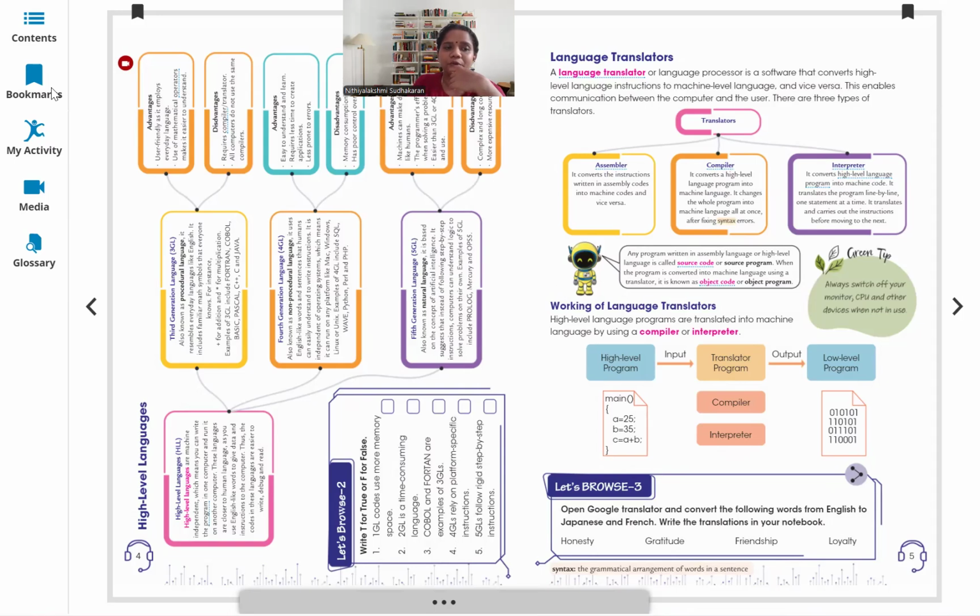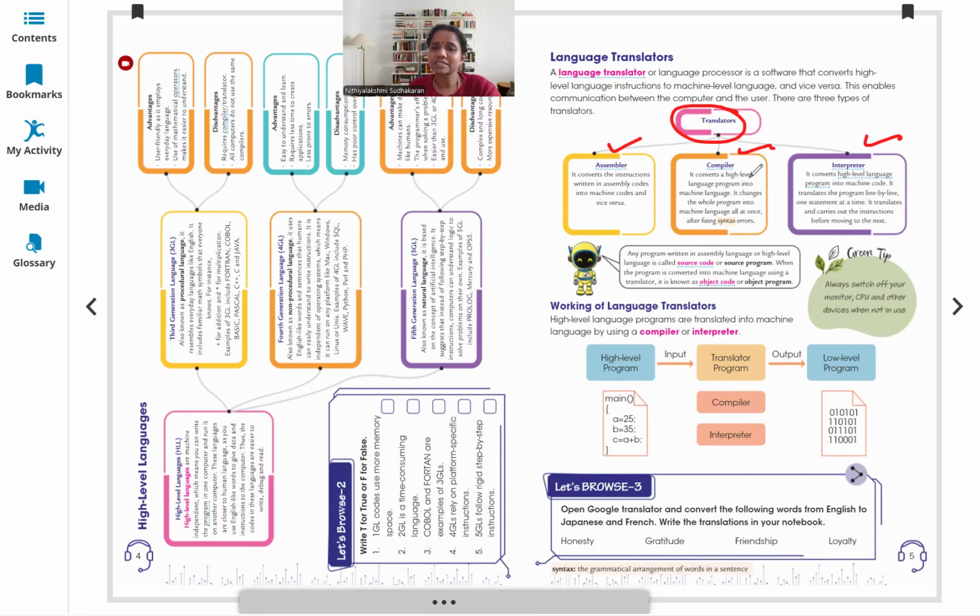Because for a computer to understand our instructions, we have to translate it to its own language, like zeros and ones. You can't give English-like code. You have to do a translation. For that, we have the translators, and there are three different types of translators. That's called assembler, compiler, interpreter. Assembler converts the instruction written in assembly codes into machine code.